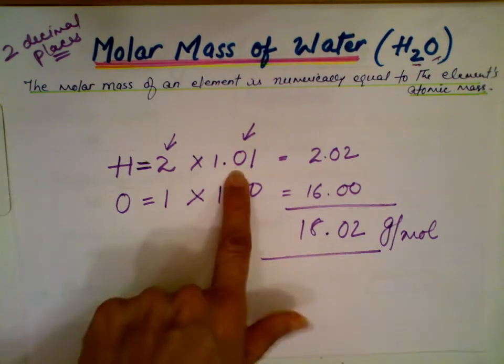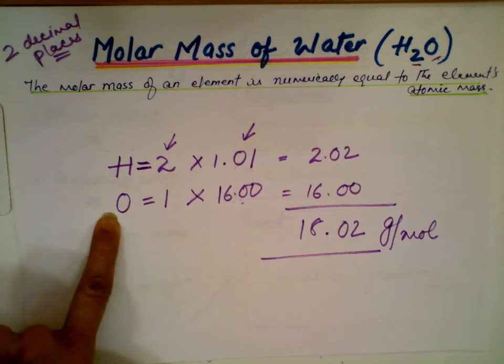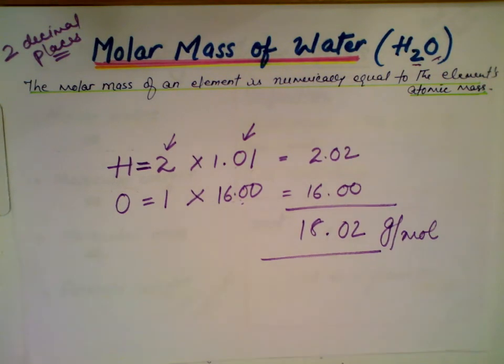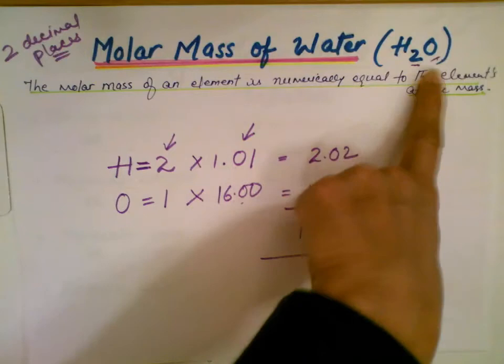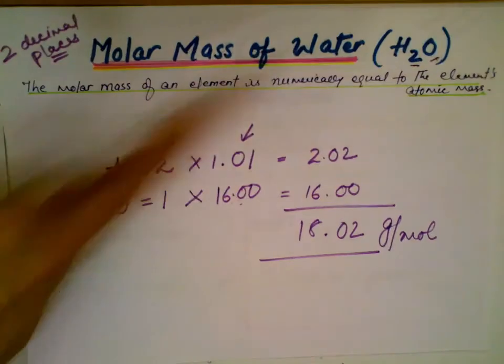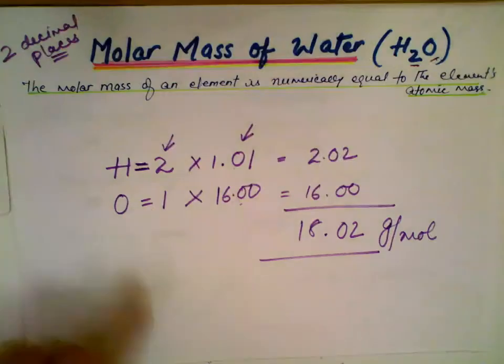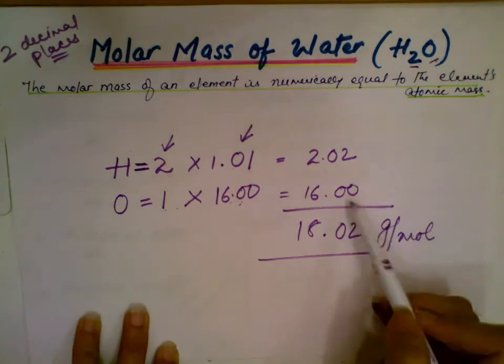So this is the molar mass of 1 mole of hydrogen. This is the molar mass of 1 mole of oxygen. But we have to figure out the molar mass of a whole compound. So we have to figure out the molar mass of 1 mole of water molecules, which consists of 2 moles of hydrogen and 1 mole of oxygen. That is why we need to multiply these and have a total mass.